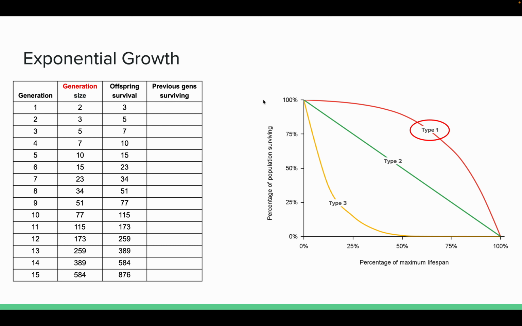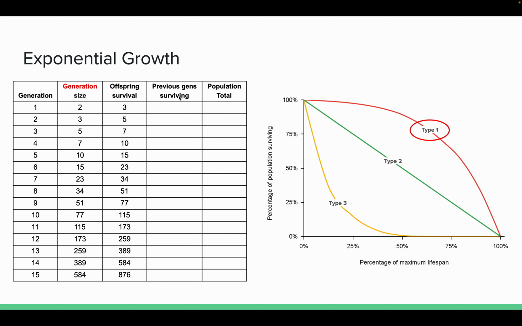So we need to track these individuals that are surviving beyond their generation. And that's what we're going to put in this column here: individuals from the previous generation that are still surviving. And then once we've got that, we can add them up to work out the total population size.